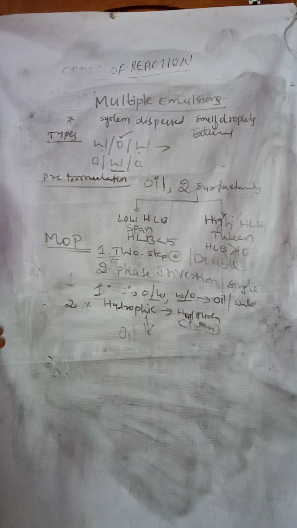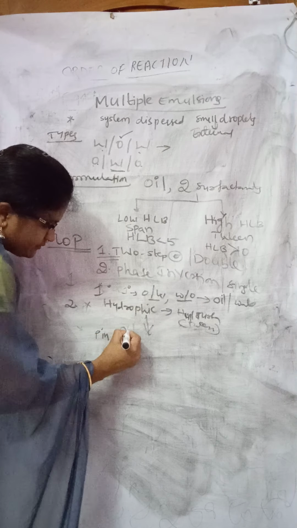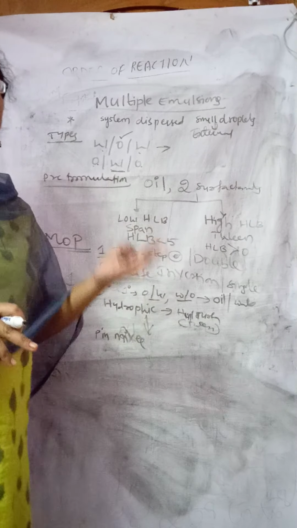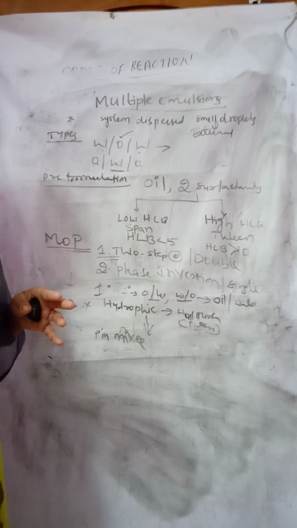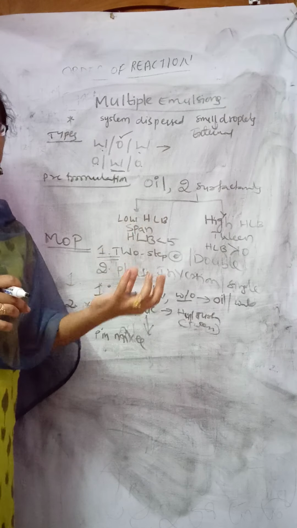Okay, so now we will see the phase inversion technique procedure. For this procedure, we are going to use a pin mixer. What you have to do is take a definite volume of oil, either 10 ml or 100 ml like that, and place it in the pin mixer.